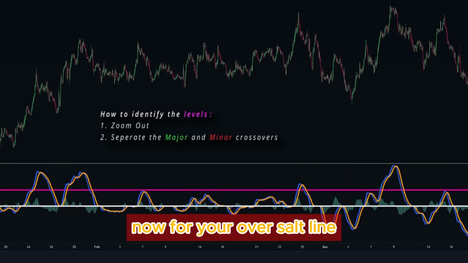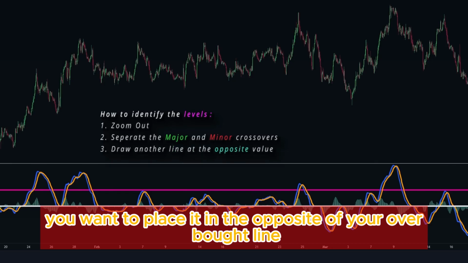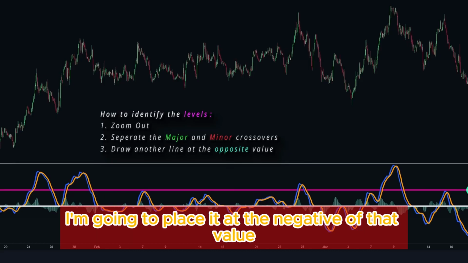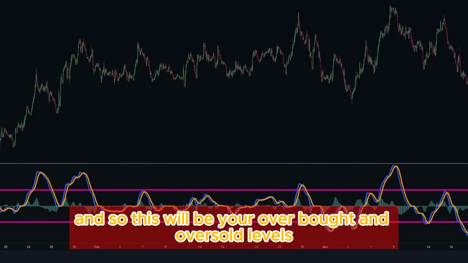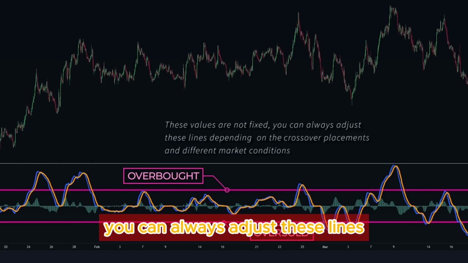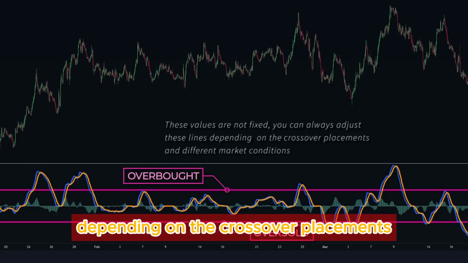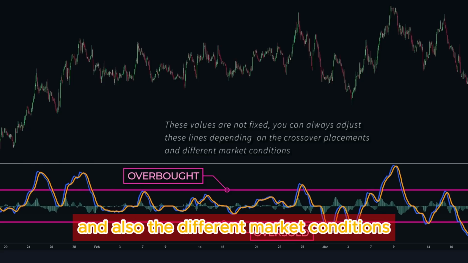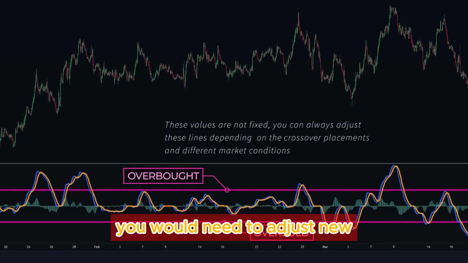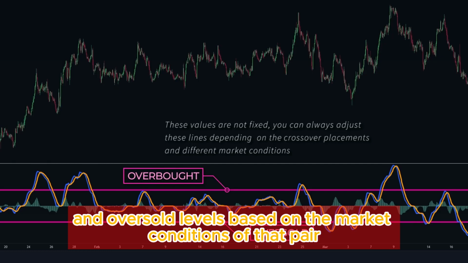Now for your oversold line, you want to place it on the opposite of your overbought line. So since your overbought line is at this value, I'm going to place it at the negative of that value. And so this will be your overbought and oversold levels. Now keep in mind, these values are not fixed. You can always adjust these lines depending on the crossover placements and also the different market conditions. So if you want to use this indicator on another pair, you would need to adjust new overbought and oversold levels based on the market conditions of that pair.